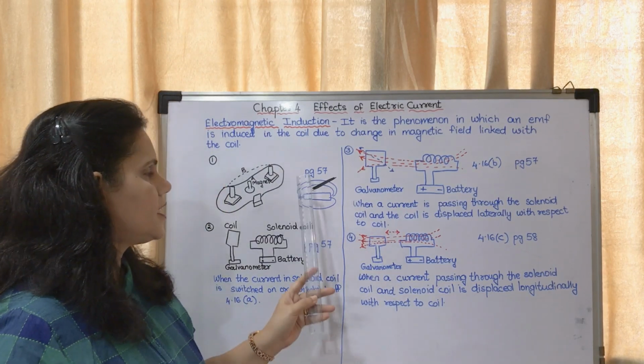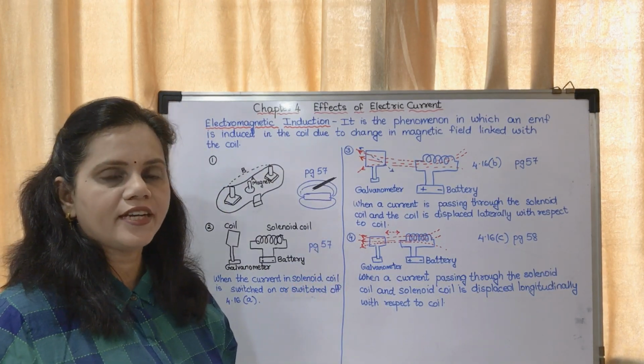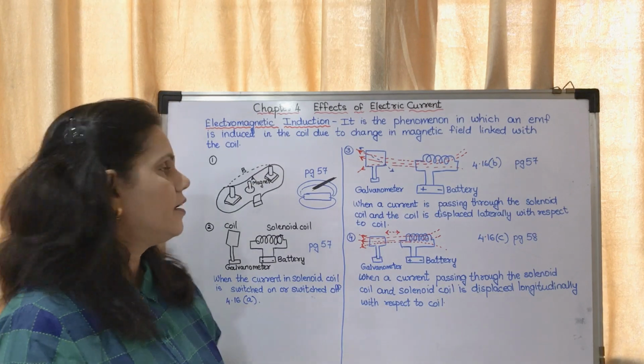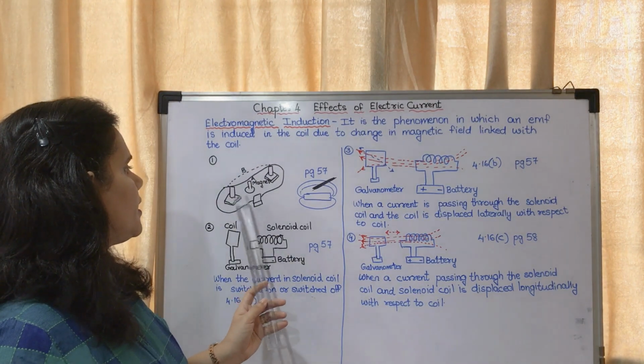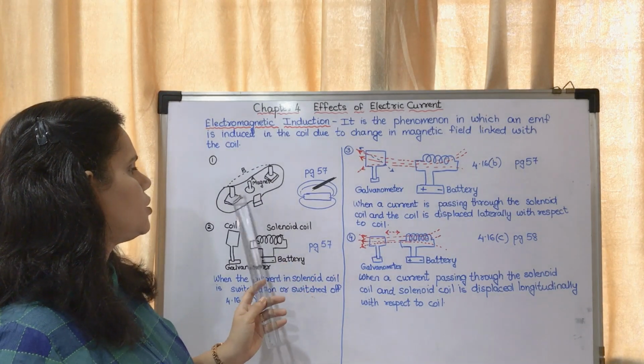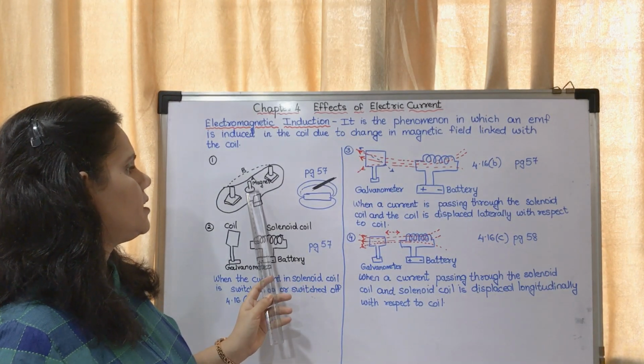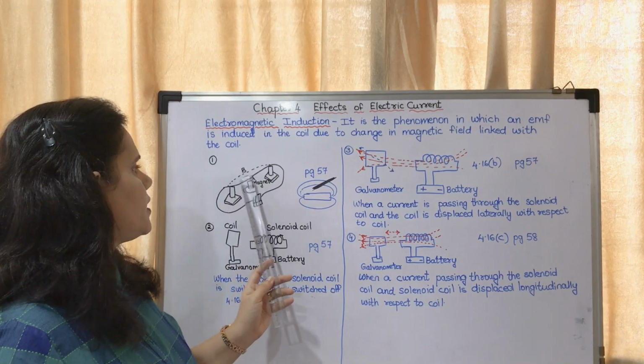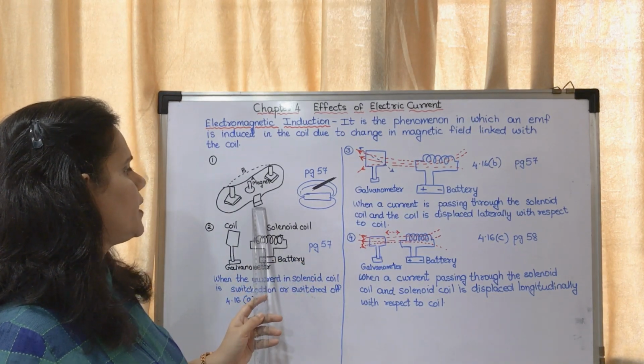Okay, the first experiment is on page number 57. You may see page number 57. There are two stands. There is a magnet which is kept in the middle. There is a wire which is connected to a galvanometer.